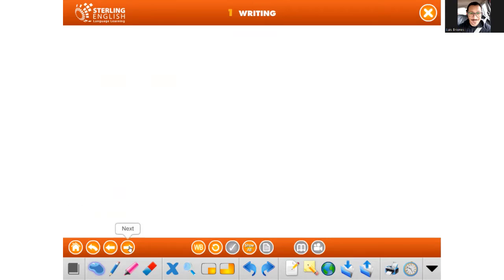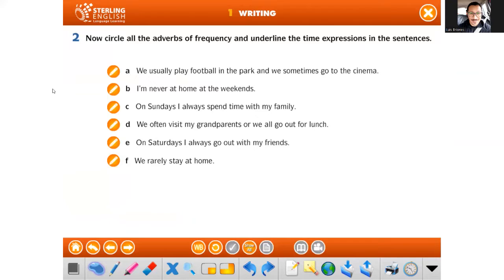Now let's go to the next activity. Number 2 says, now circle all the adverbs of frequency and underline the time expressions in the sentences. So those are two things, right? If there is an adverb of frequency, you have to circle them to make a circle. And if you find a time expression, you underline them, right? You say underline, you say subrayar, right?